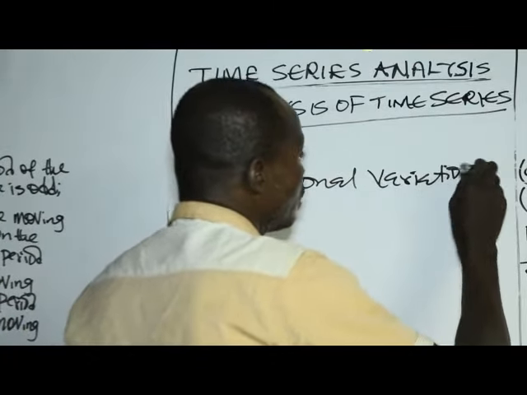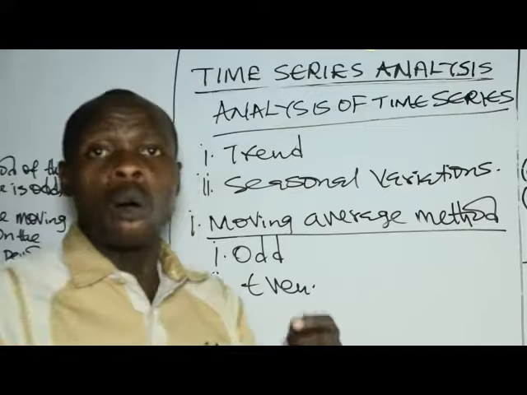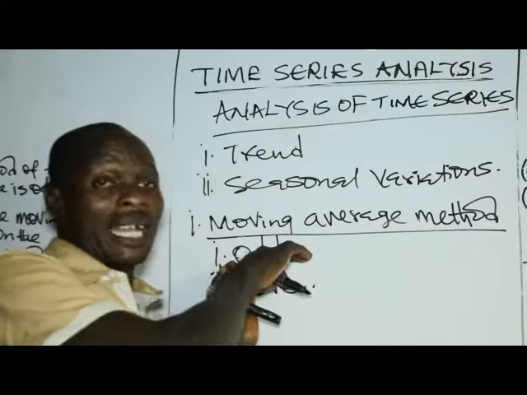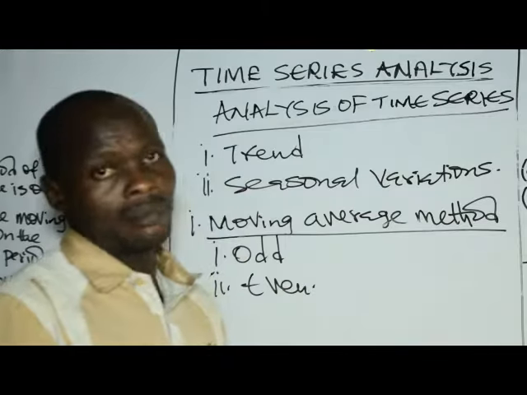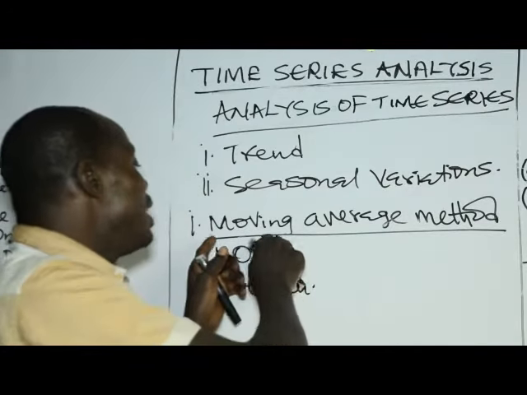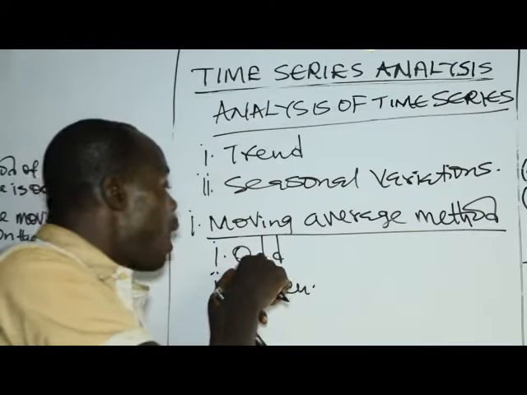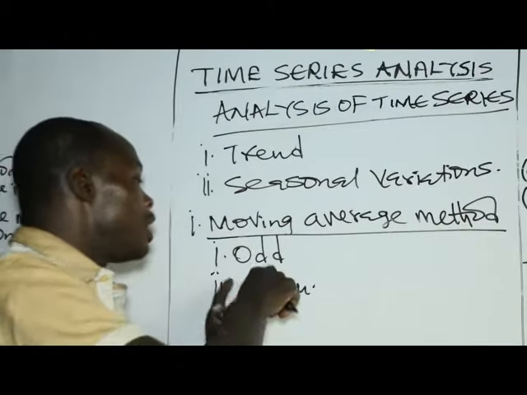What do we mean by moving average method? Under this method, the trend is obtained by smoothing out the fluctuations. This method depends on whether the order of the moving average are odd numbers or even numbers. Therefore, I will examine how to determine the trend using moving average method when the order are odd numbers and when they are even numbers.